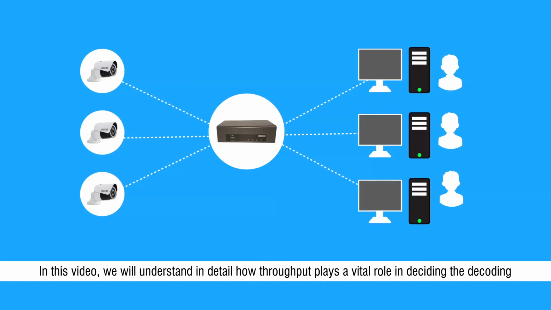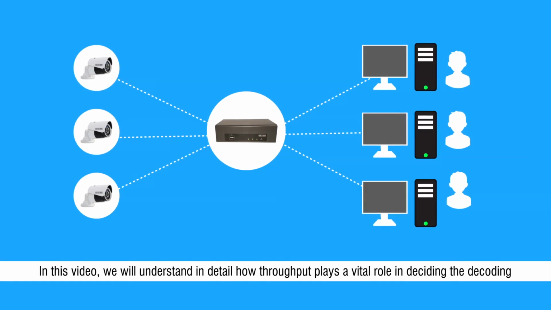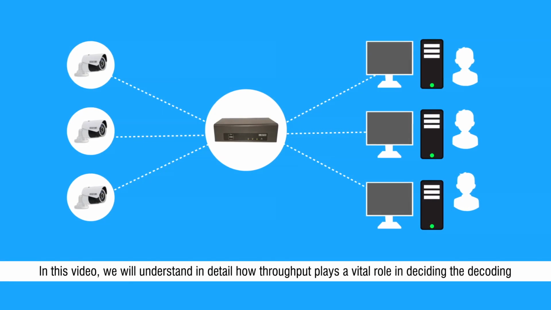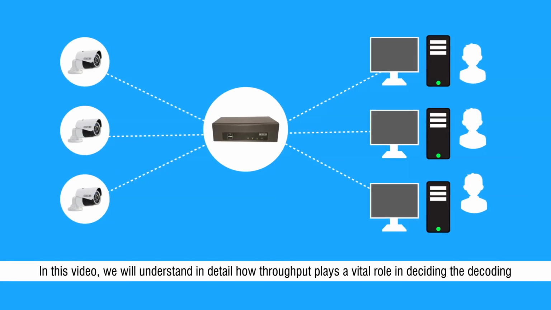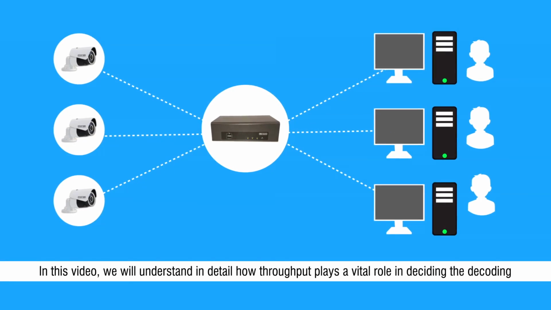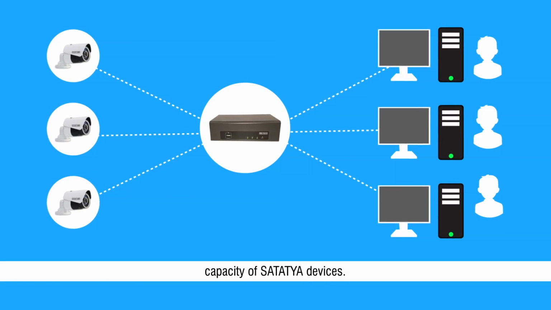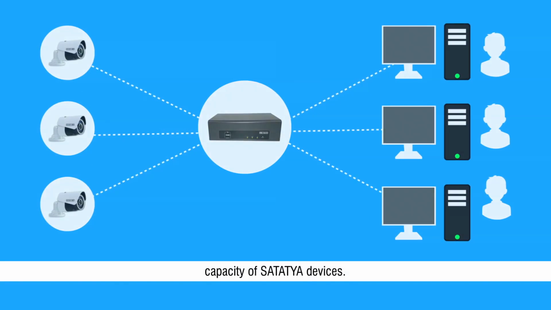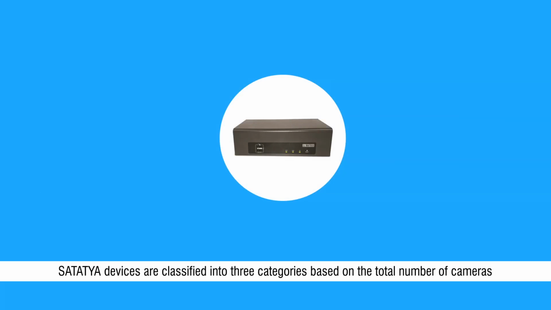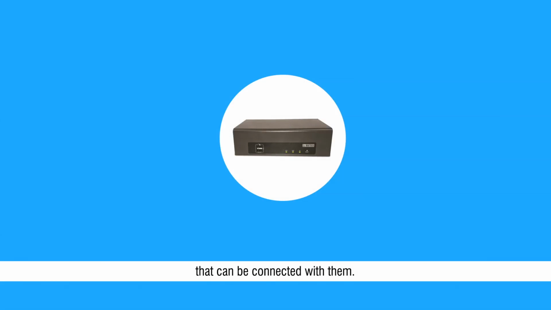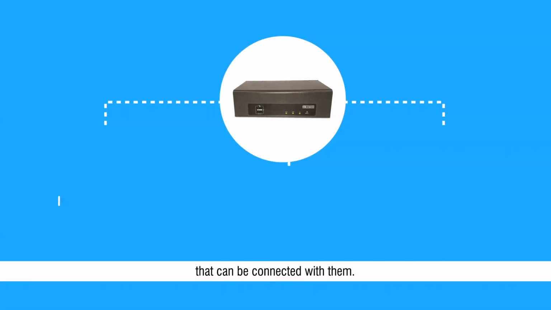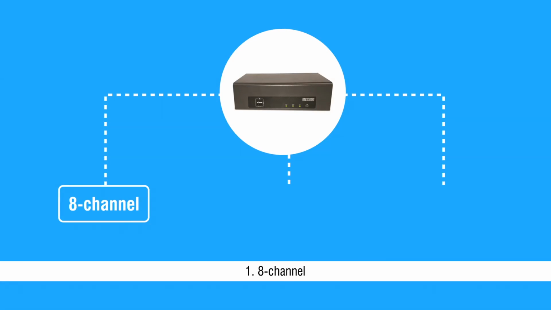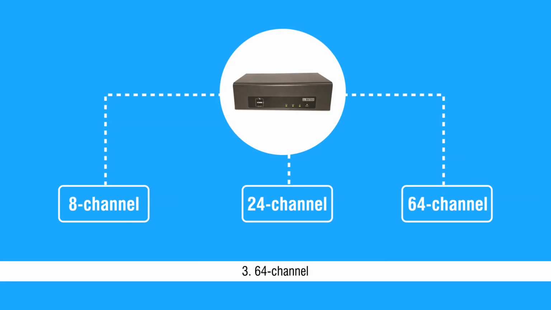Hi friends, in this video, we will understand in detail how throughput plays a vital role in deciding the decoding capacity of SATATYA devices. SATATYA devices are classified into three categories based on the total number of cameras that can be connected with them. First 8 channel, second 24 channel, and third 64 channel.